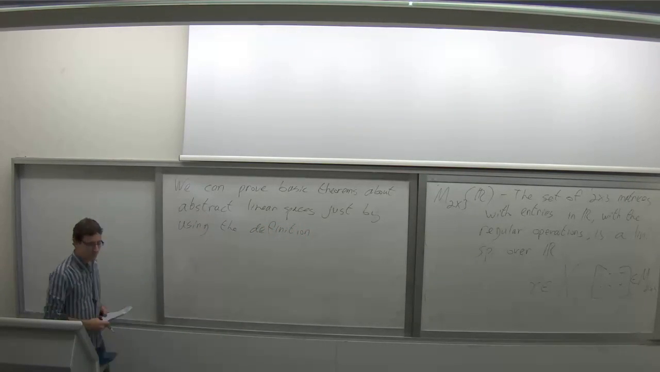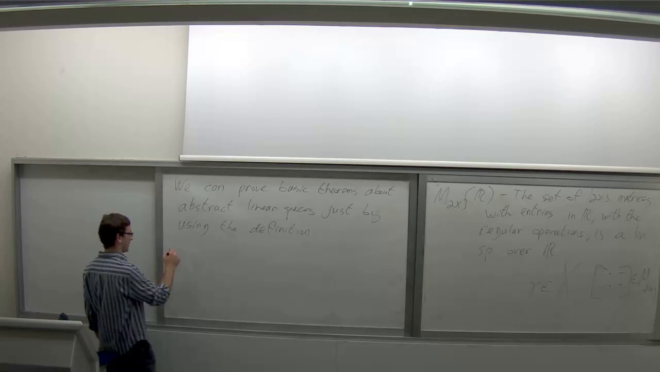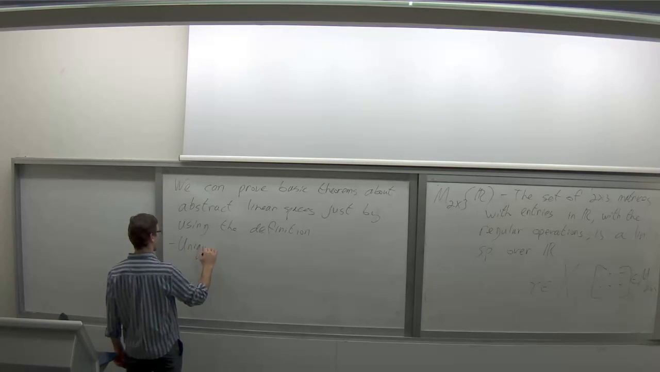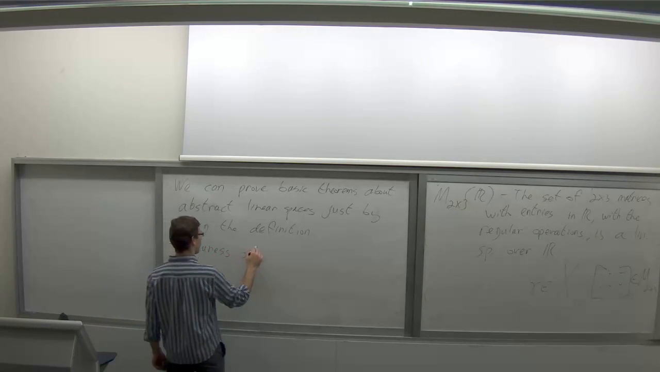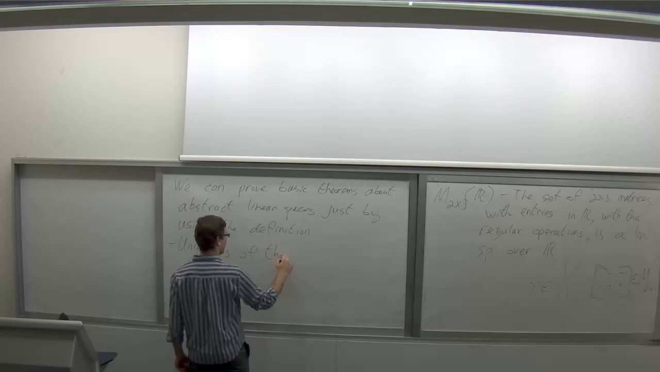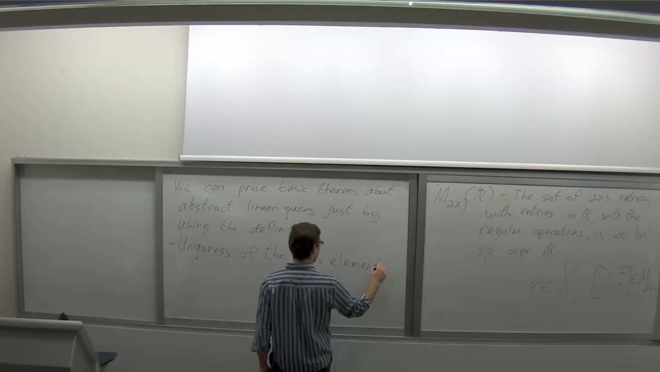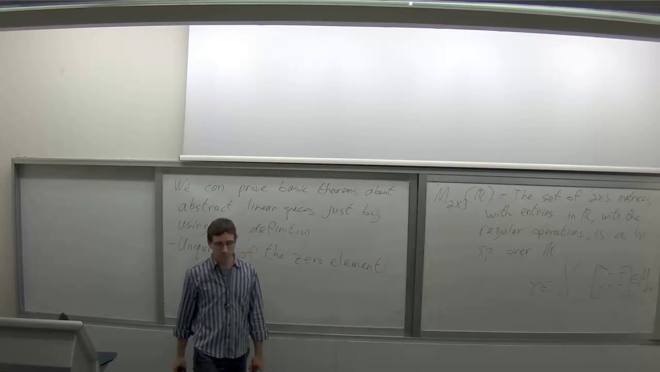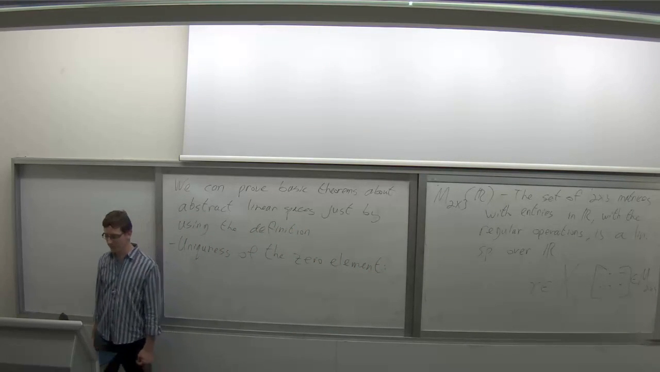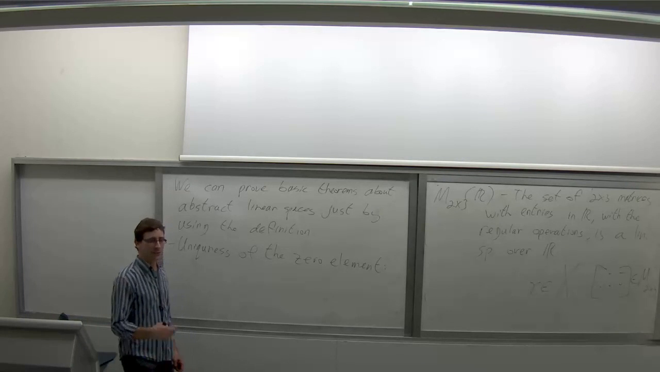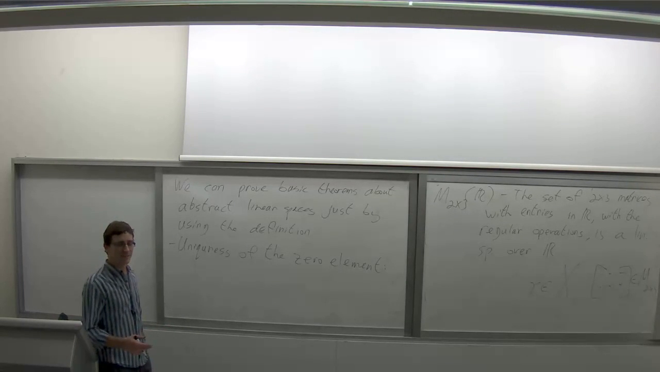So there are a few important things to know about linear spaces. So here is an example. Uniqueness of the zero element. Till now, nothing tells us that there's only one zero element. Presumably, it need not be unique. So now let's assume we have two zero elements, B and C, and prove that B equals C.